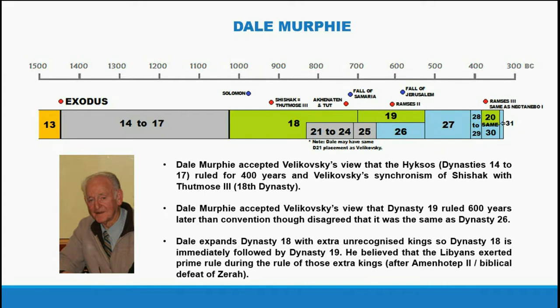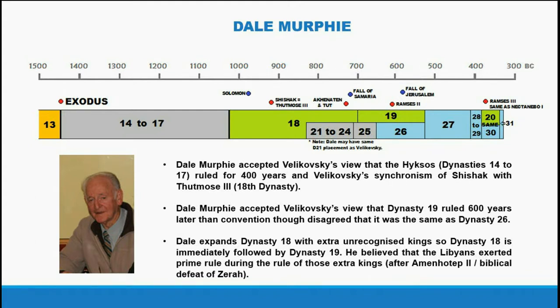Now, in order to bridge the gap between Dynasty 18 and Dynasty 19, for them to rule one after the other, Dale expands Dynasty 18 with 6 extra unrecognized kings, so Dynasty 18 is immediately followed by Dynasty 19. Now, he believed that the Libyans exerted prime rule during the rule of those extra kings. He believes that this happened after Amenhotep II, who Velikovsky identified as Zerah the Ethiopian, whom God defeated in the days of King Asa of Judah.